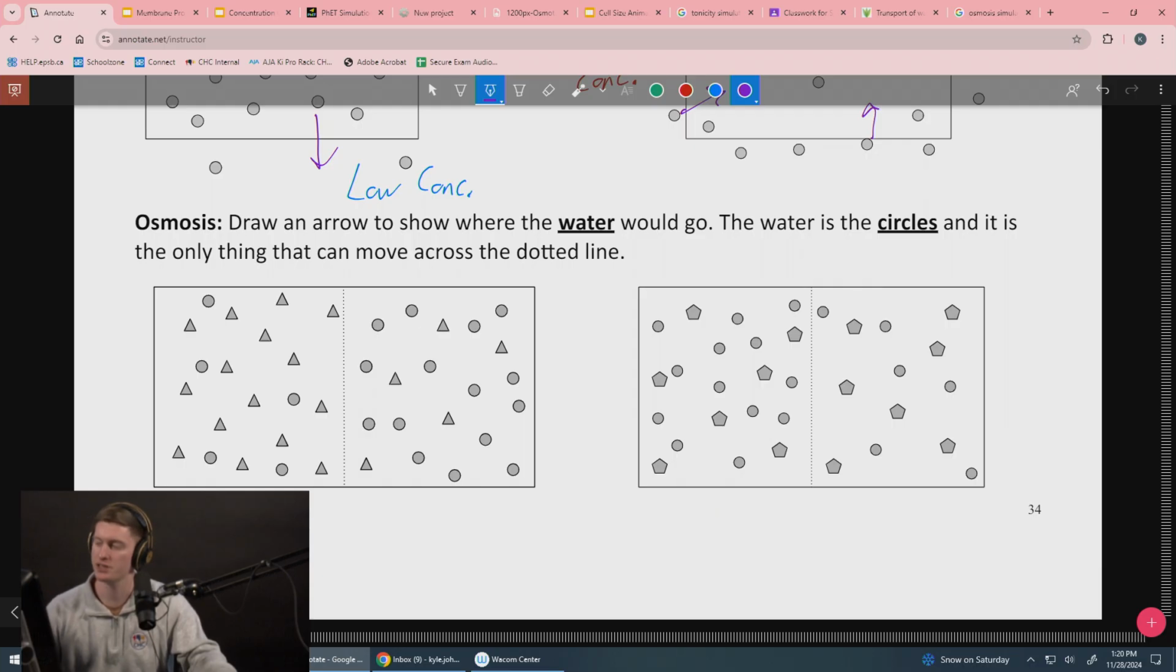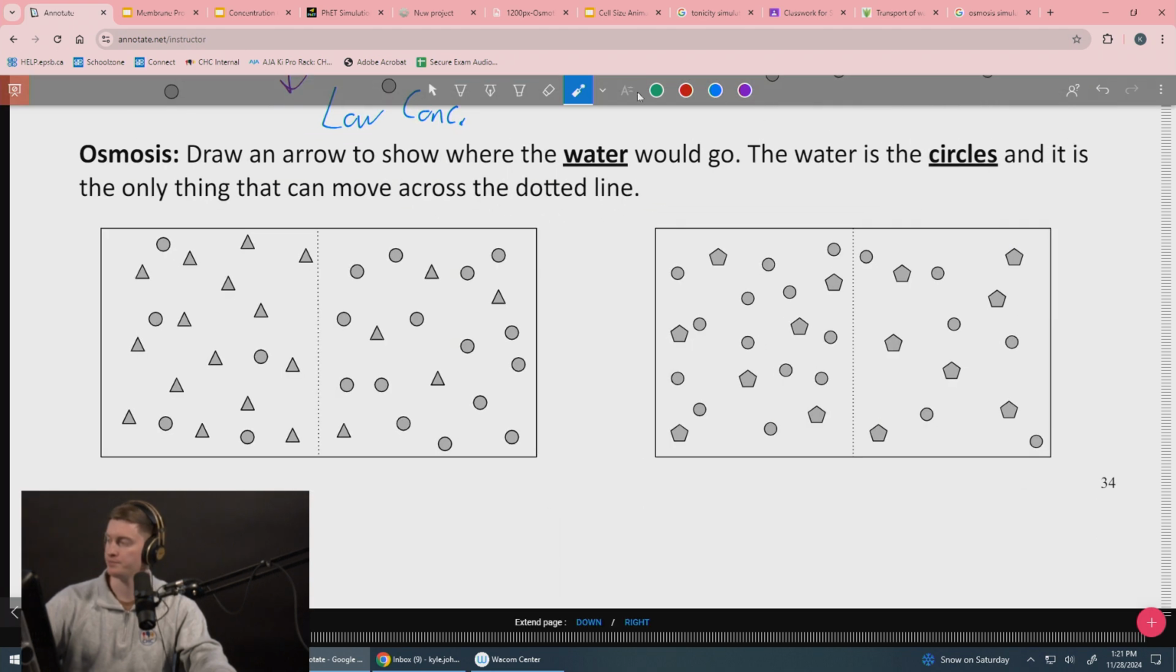Now, here is osmosis. Here you care about the water. Water is the circles, and it's the only thing that can move across the dotted line. You're going to compare the ratio of the water to the solute. If you count up the water concentration on this side, 1, 2, 3, 4, 5 waters. We have 5 circles. And on this side, we have 15 circles. So this has got the higher concentration of water.